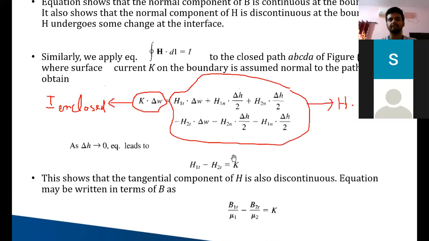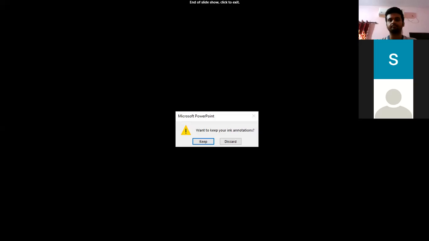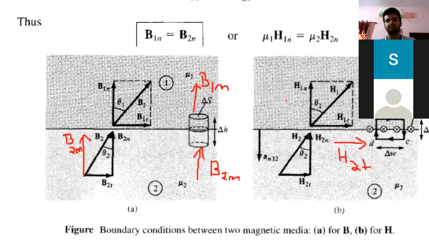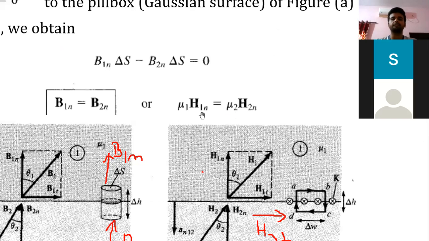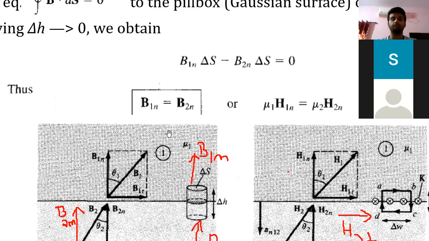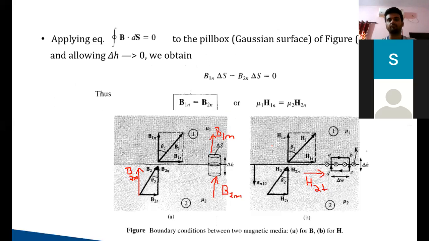So it is discontinuous. In the previous case also, see, in the previous case also, here H1N is not equal to H2N. So they are discontinuous. Normal and the tangential components of magnetic field intensities are discontinuous. What is continuous? Only the magnetic flux density. That also, the normal component of magnetic flux density is continuous. Okay. So this is that inference we got from the boundary conditions.